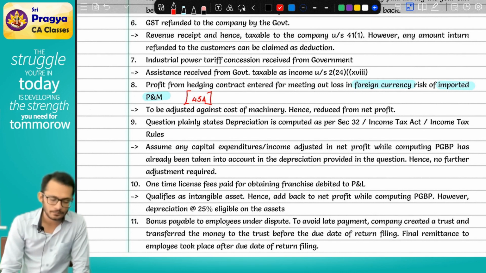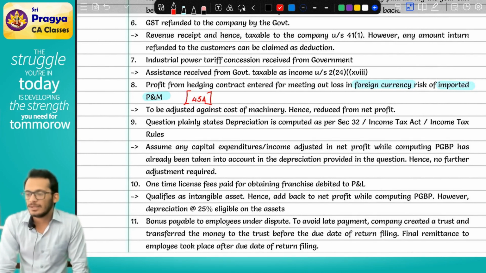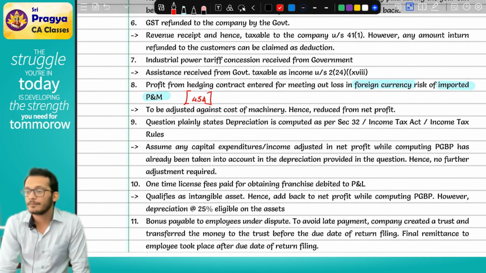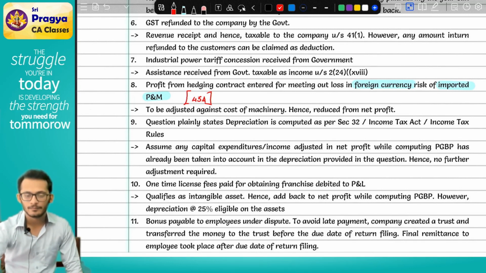Next item. One-time license fee paid for obtaining franchise debited to P&L. The question says net profit includes a one-time license fee which is debited to P&L for buying a license. Question to you: buying a license is a capital expenditure or a revenue expenditure? It is capital. When should it be there in P&L? Not there in the P&L.